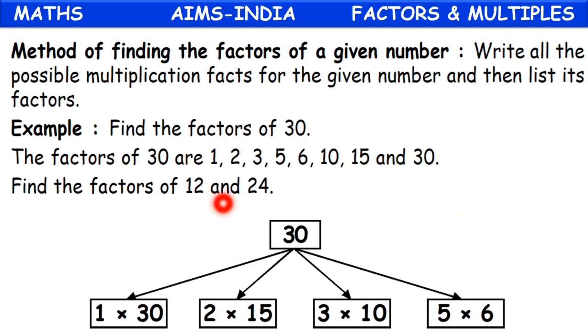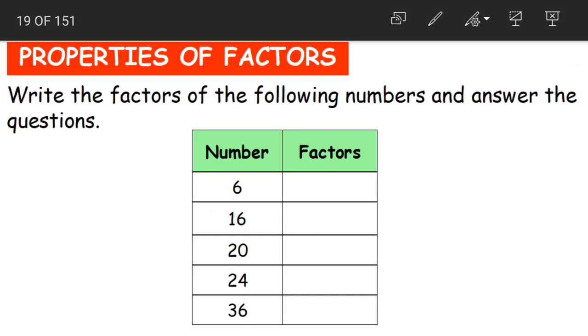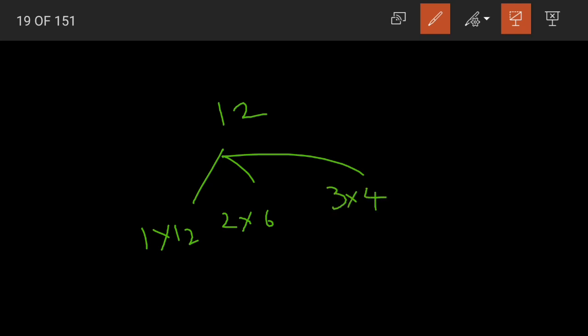Next, what should we do? We should find out the factors of 12 and 24. See, for 12, we have 1 12 is 12, 2 6s are 12. Yes or no? 3 4s are 12. That's it. 12 comes only in these 3 tables.